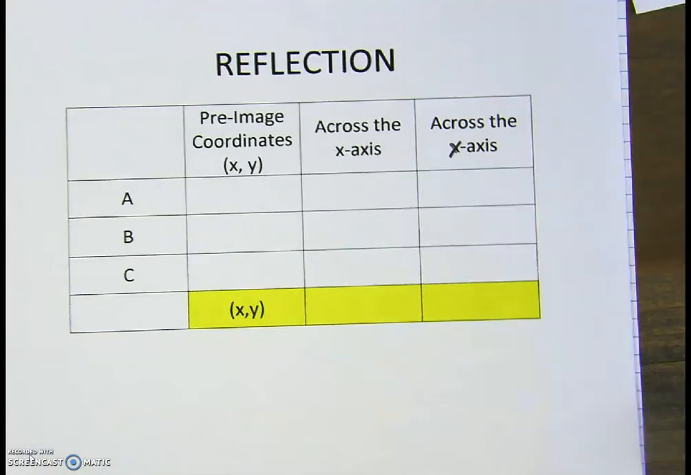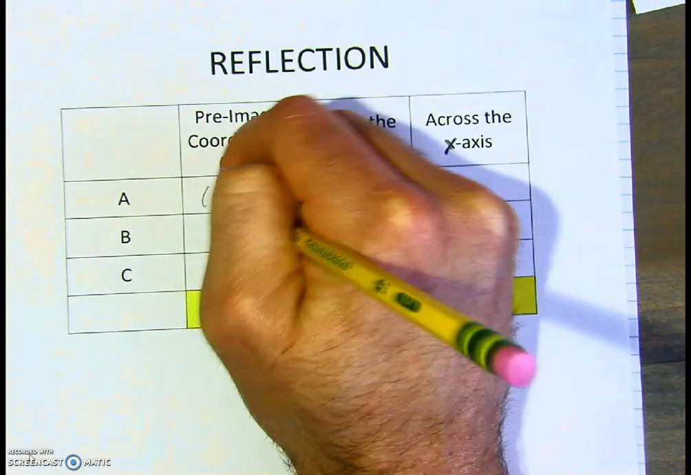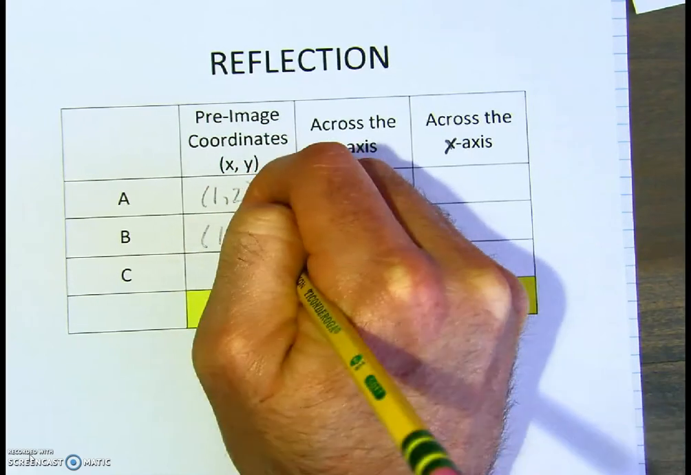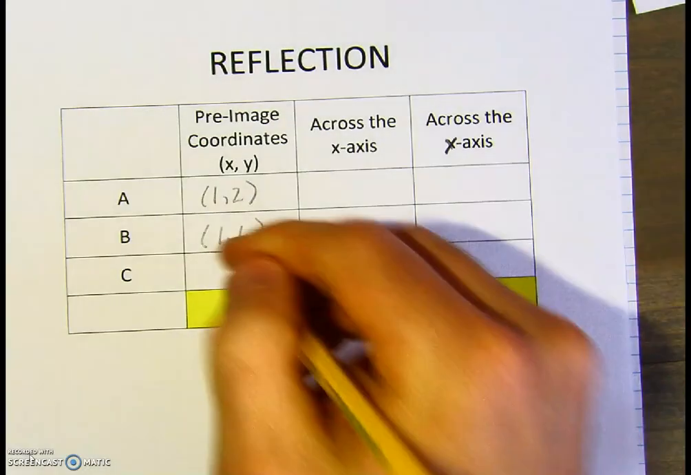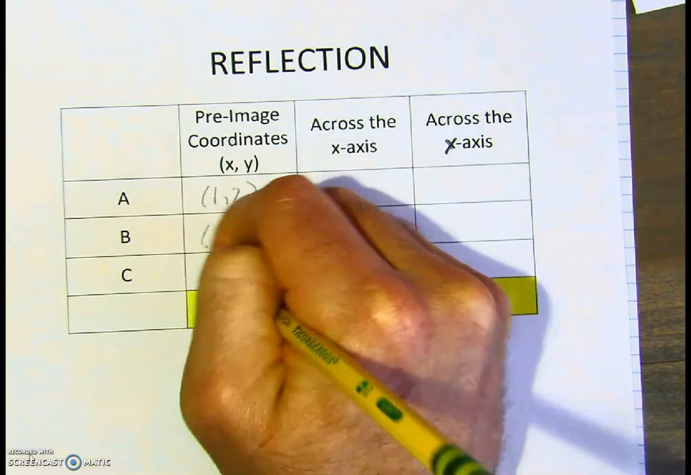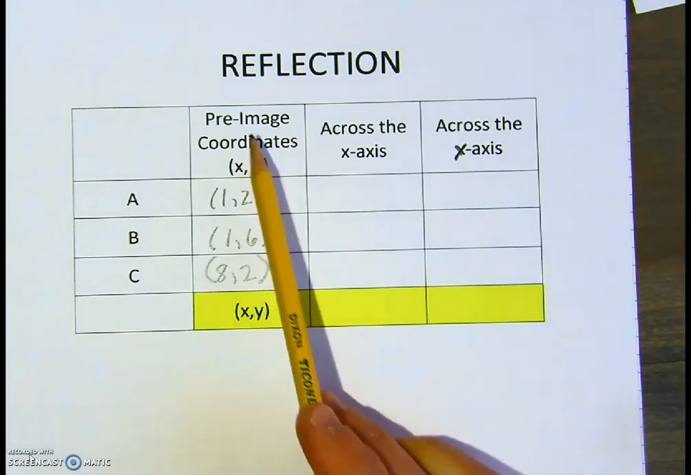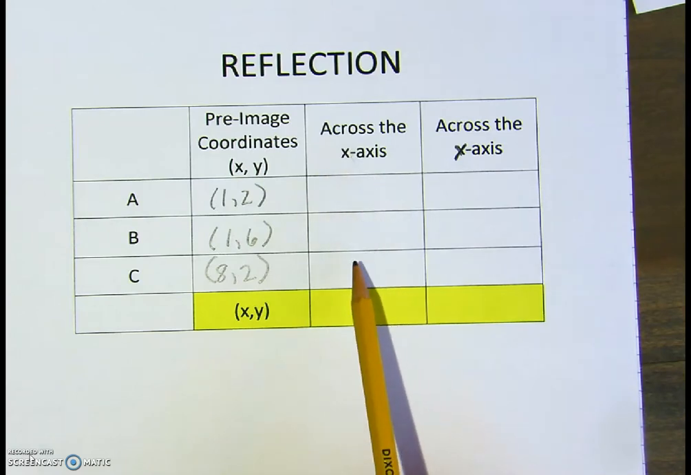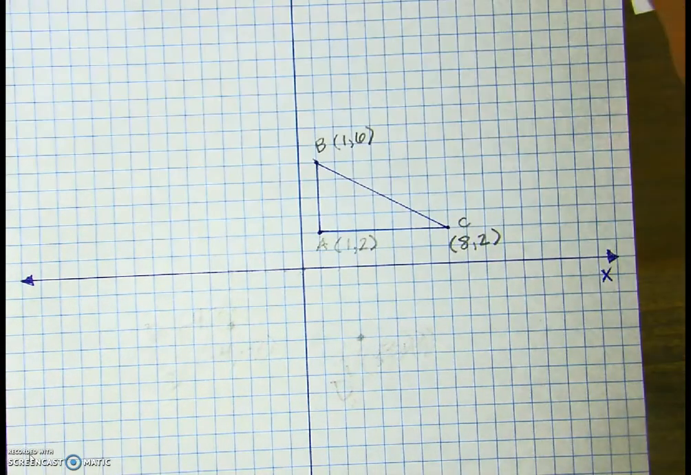All right, so let's record those again. A was 1 comma 2. B was 1 comma 6. And then C is 8 comma 2. All right, here are our original coordinates, our pre-image coordinates, and we're going to see what happens when we reflect this thing across the x-axis. All right, let me grab a fresh piece of wax paper.